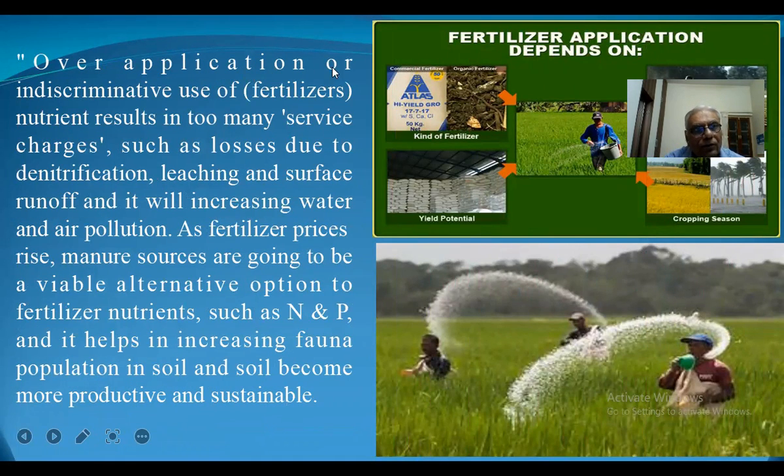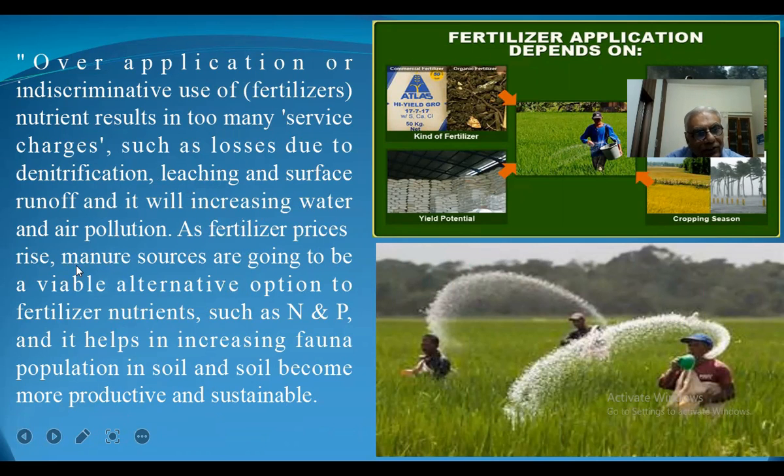Over-application or indiscriminate use of fertilizer nutrients results in too many losses, such as losses due to denitrification, leaching, and surface runoff, and it increases water and air pollution. You know that at present we are observing water and air pollution because farmers are using more fertilizers, pesticides, herbicides, and so on. Another problem is that industry also creates air pollution and water pollution.